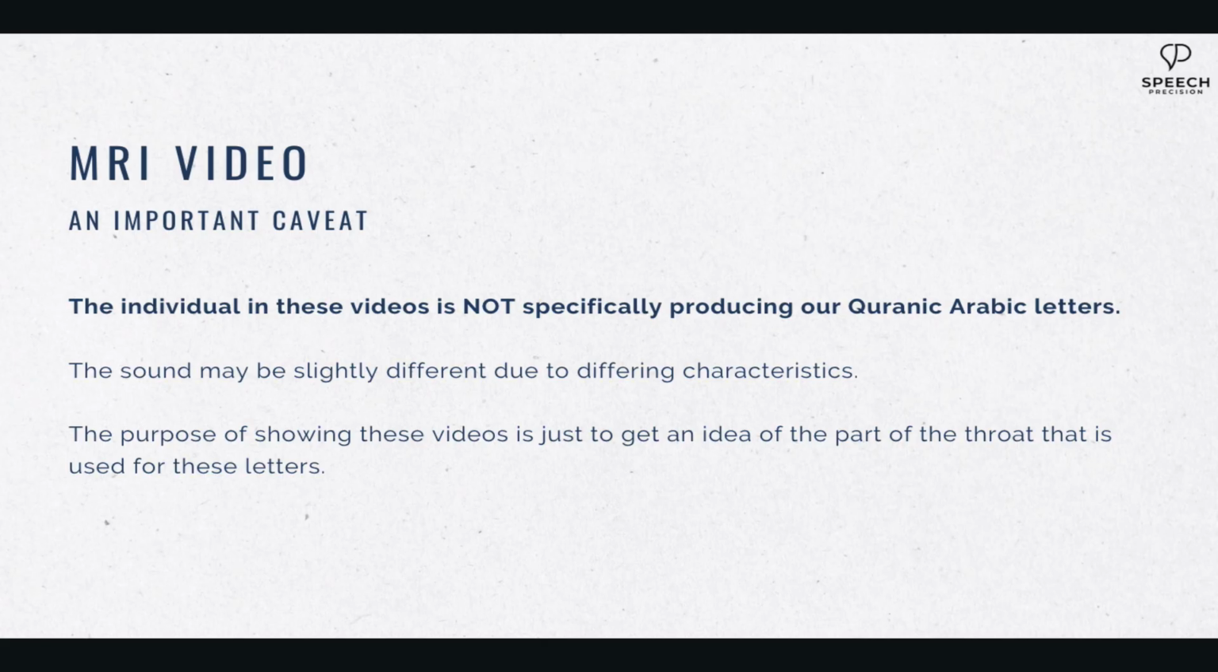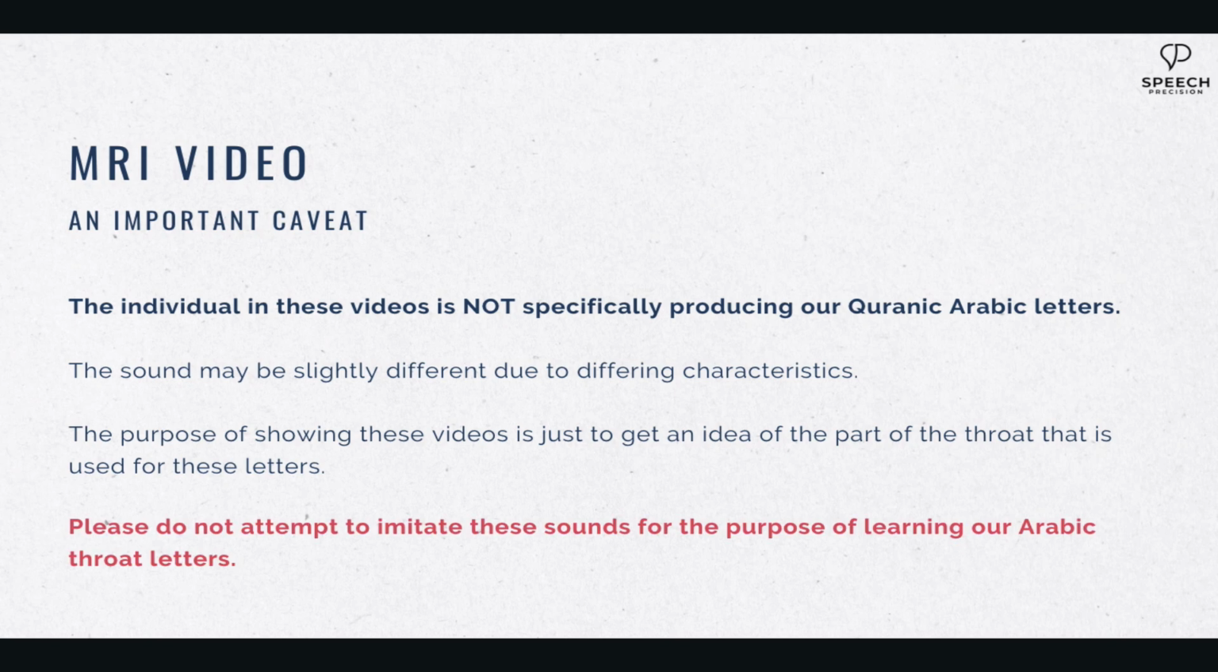So the sounds that he's going to be making will sound pretty similar to our Arabic letters, but they might sound different due to slight differences in articulation or differences in characteristics or the manner in which the sound is made. The purpose of showing these videos is just to get an idea of the part of the throat that's used in the production of these letters. But please do not attempt to imitate these sounds directly from the MRI video that I'm going to show for the purpose of learning Arabic throat letters.